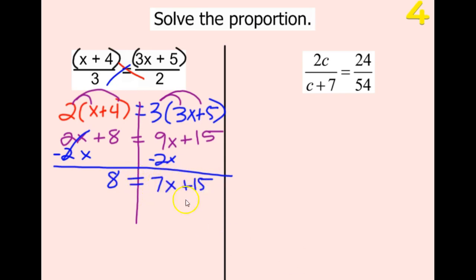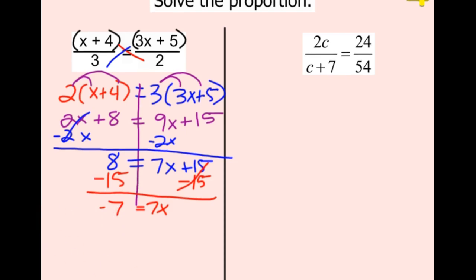And then we want x all by itself, so let's move this 15, get rid of our adding and subtracting. Subtract 15. We have 7x, and there's more negatives, would be a negative 7. And then last, the opposite of multiply is divide. So 7 over 7 is just 1, so negative 1.